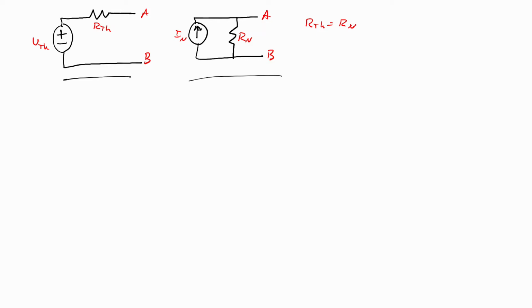Of course, this Norton current can be found as IN. It's just equal to, by Ohm's law, the Thevenin voltage over the Thevenin resistance, that would be VTH over RN. I'll just usually say RTH, and you can go back the other way. You can find that VTH is just equal to IN times RTH. They go back and forth. They're a massive simplification. They make things much easier for you.